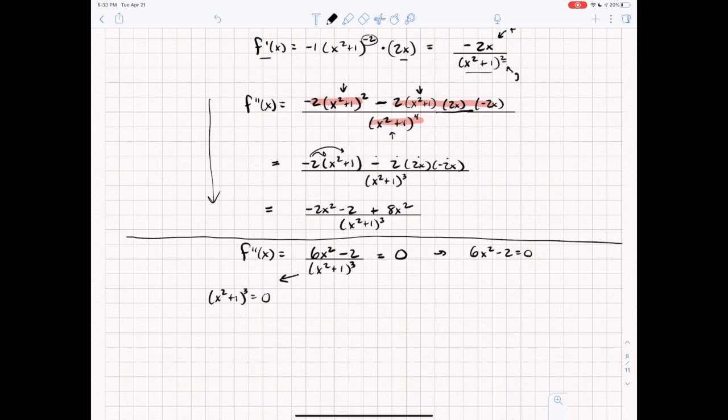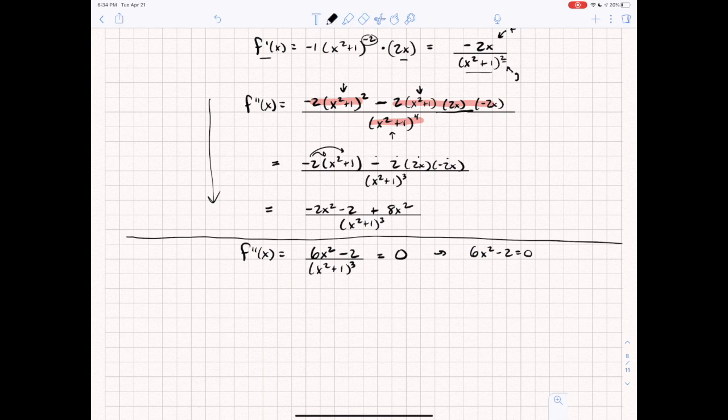Now, the denominator will never be 0. And the reason why I know that is although this is being raised to the third power, the only way to get 0 is if the inside here is 0, right? It's the only way. Well, it's x squared plus 1, right? I need x squared to be a negative 1 for this to be equal to 0, and there's no way that can happen when using the real numbers. So there's no place here where the second derivative is undefined. So I don't have to worry about the denominator at all. So I'm just going to erase it completely. Instead, again, I'm just going to worry about the numerator.